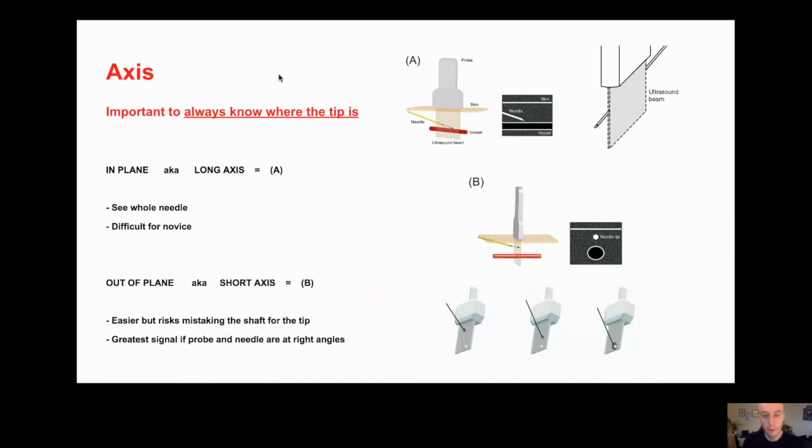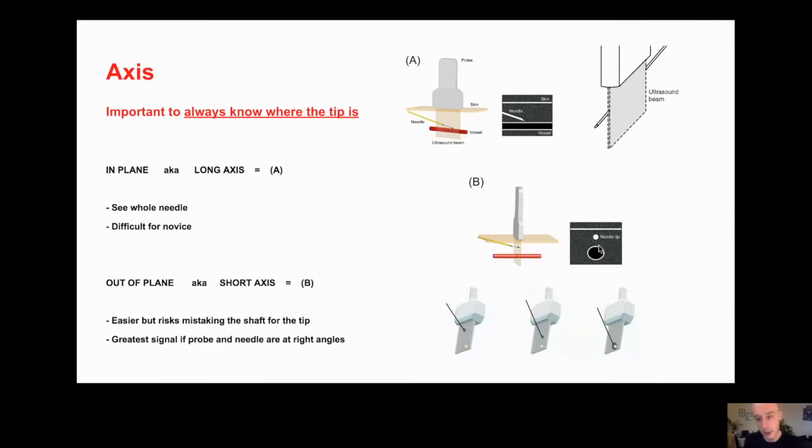So there are 2 different ways to look at your vessel and needle under ultrasound. These are in plane and out of plane. The reason that this is important is it is important to know exactly where your needle is at all times, so you don't hit a structure that you weren't intending to hit. So the one that I'm going to advocate for you to learn initially is the out of plane.